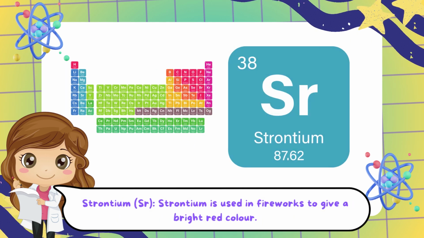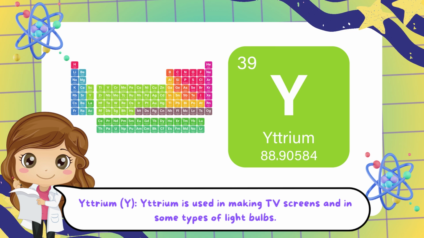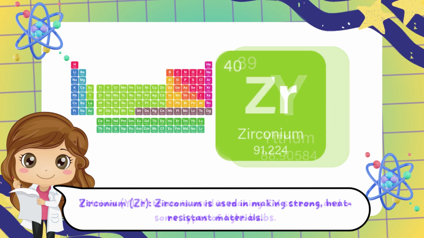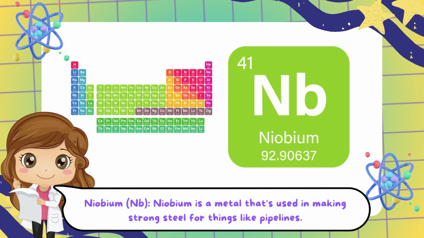Strontium, Sr. Strontium is used in fireworks to give a bright red color. Yttrium, Y. Yttrium is used in making TV screens and in some types of light bulbs. Zirconium, Zr. Zirconium is used in making strong, heat-resistant materials. Niobium, Nb.